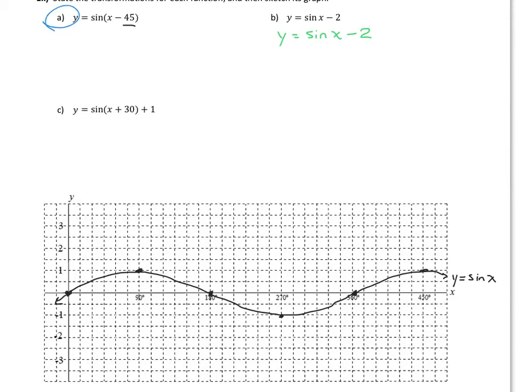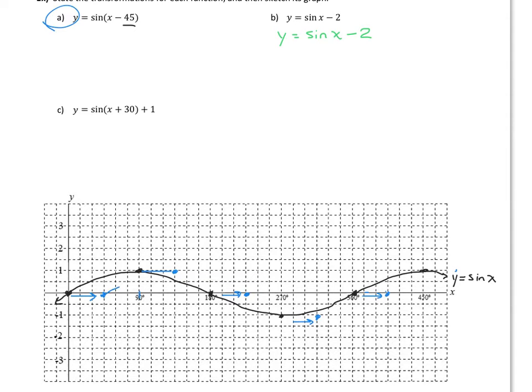So I'm going to do this in blue. 45 degrees to the right means I want to move every single one of these anchor points right by 45 degrees. Now if this is 90, half of that would be 45 degrees. So this anchor point moves 45 degrees to the right. This anchor point is moving 45 degrees to the right, and so on. So that is just sliding that graph to the right by 45 degrees.